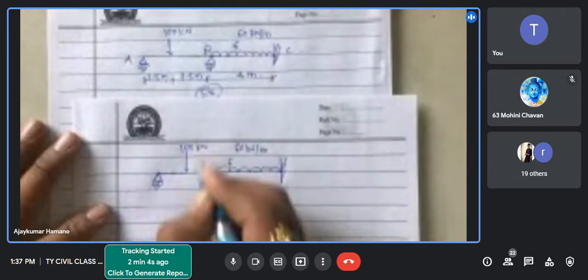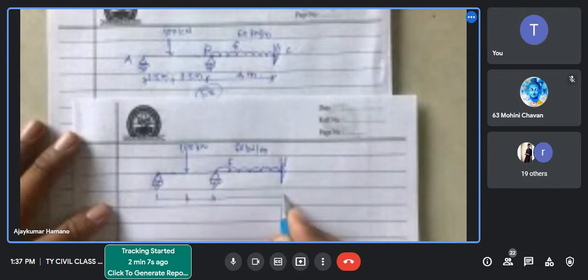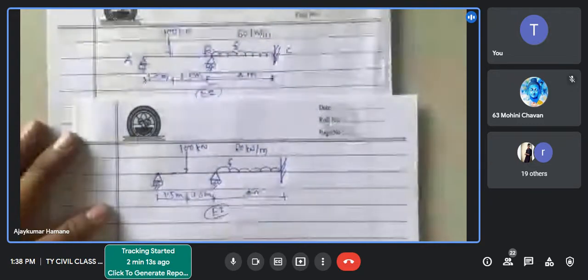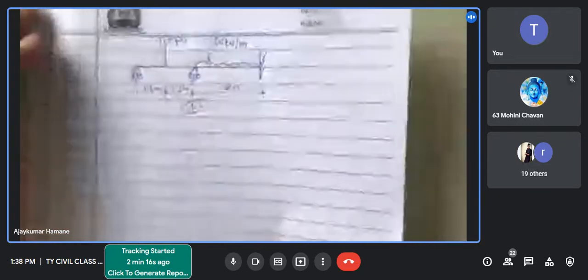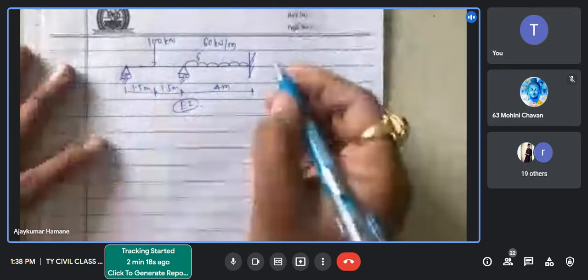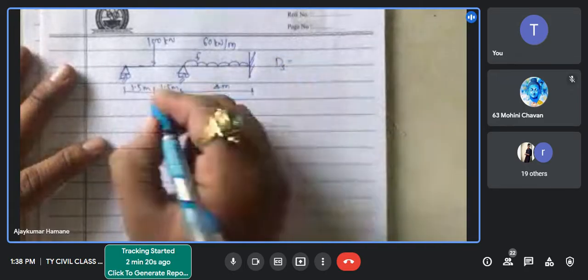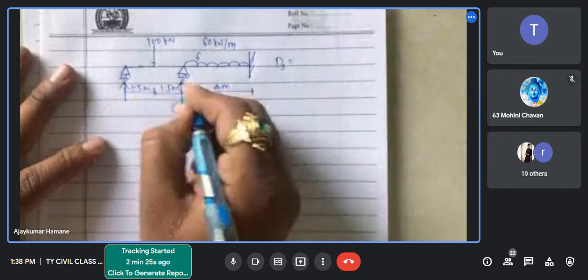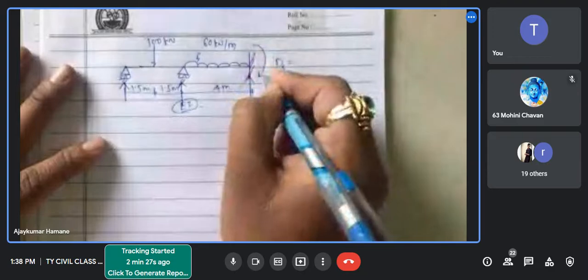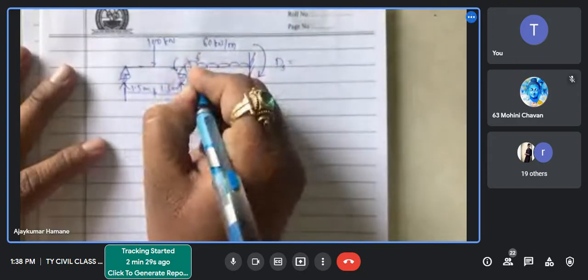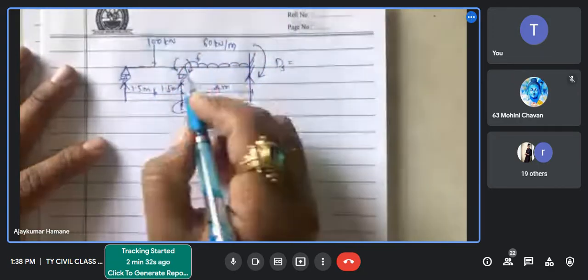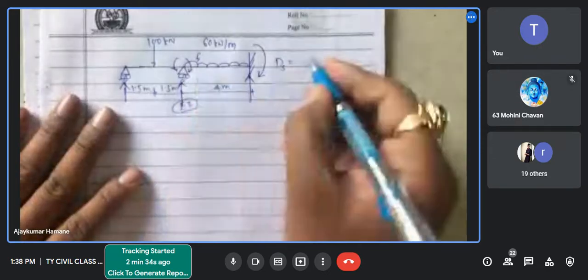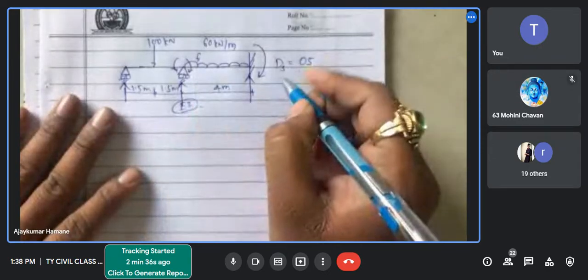And there is a point load of 100 kN at mid span, with spans of 1.5 meter, 1.5 meter, and 4 meter. EI is constant for all the beams. So our first step is to calculate the degree of static indeterminacy. How many reactions? 1, 2, 3, 4, here 5 and 5. So these are the unknowns. We have 5 unknowns.